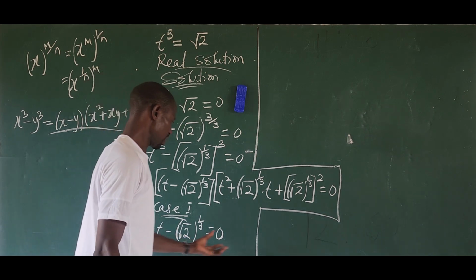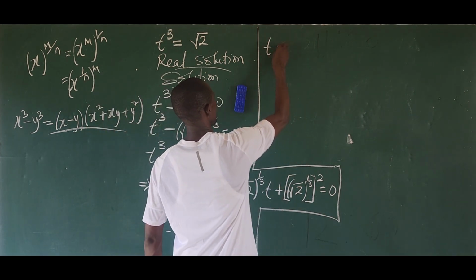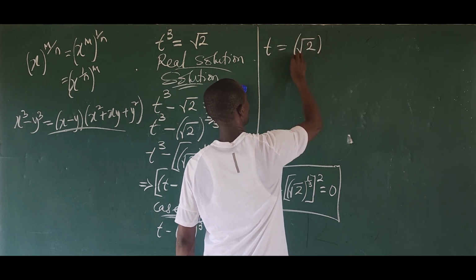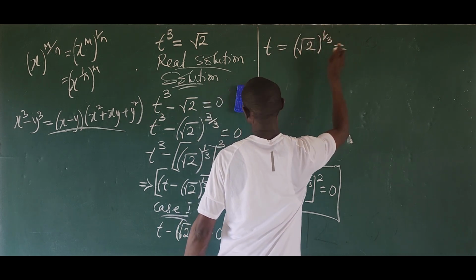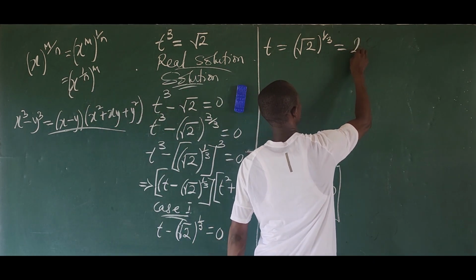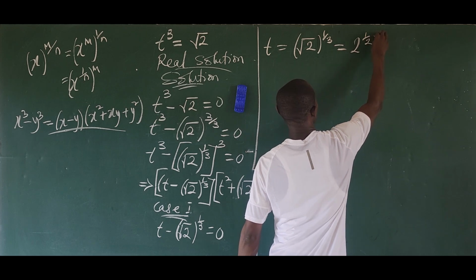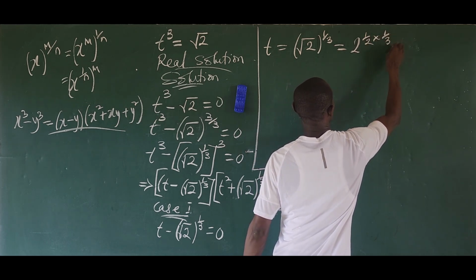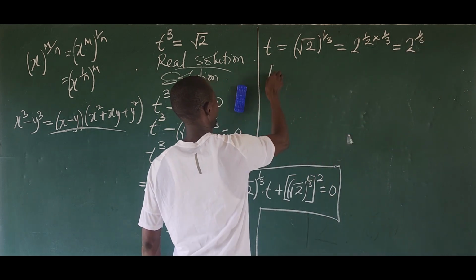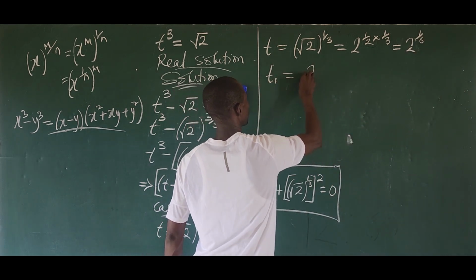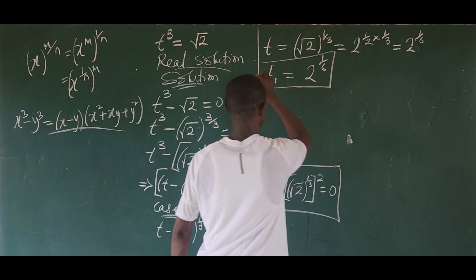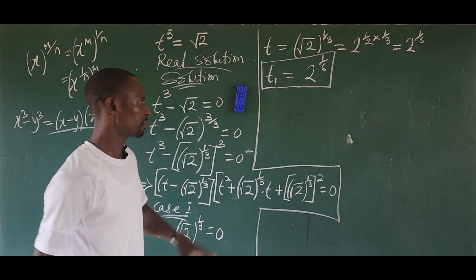Okay, move this to this side of the equation. So we're going to have our t will now be equal to the square root of 2 raised to 1 all over 3. And if we apply this rule, this could be written as 2 to the power of 1 all over 2 times 1 all over 3, which is equal to 2 to the power of 1 all over 6. So we have our t1 is equal to 2 to the power of 1 all over 6. We've gotten the first value, which is a real solution to this challenge.